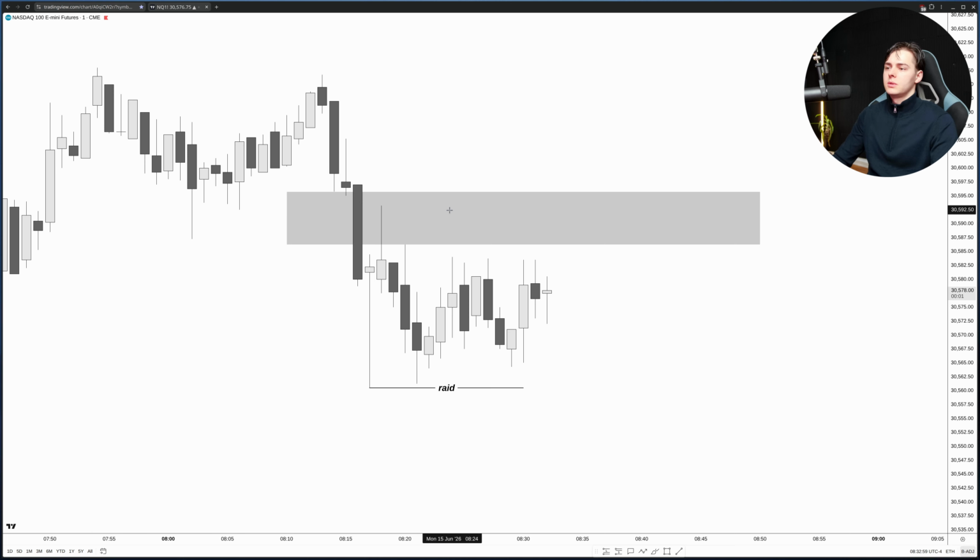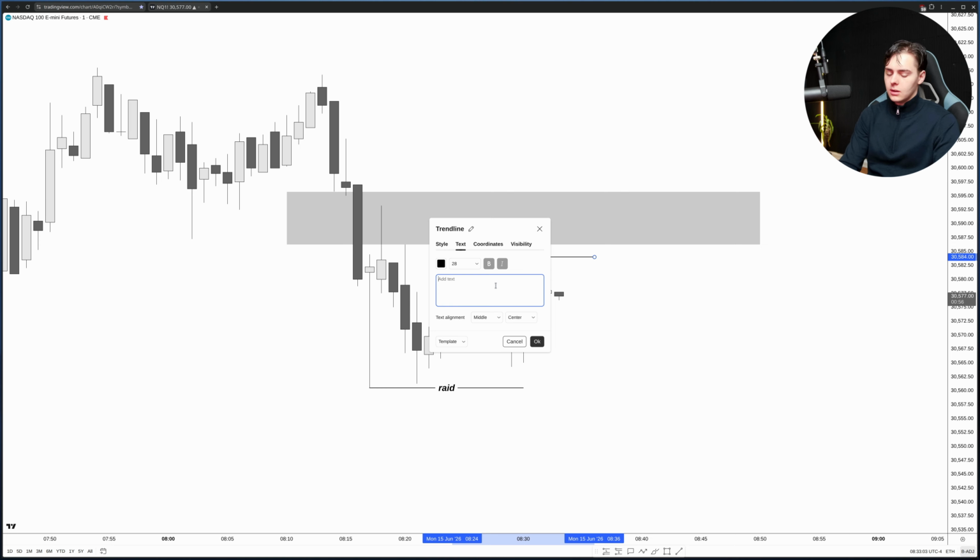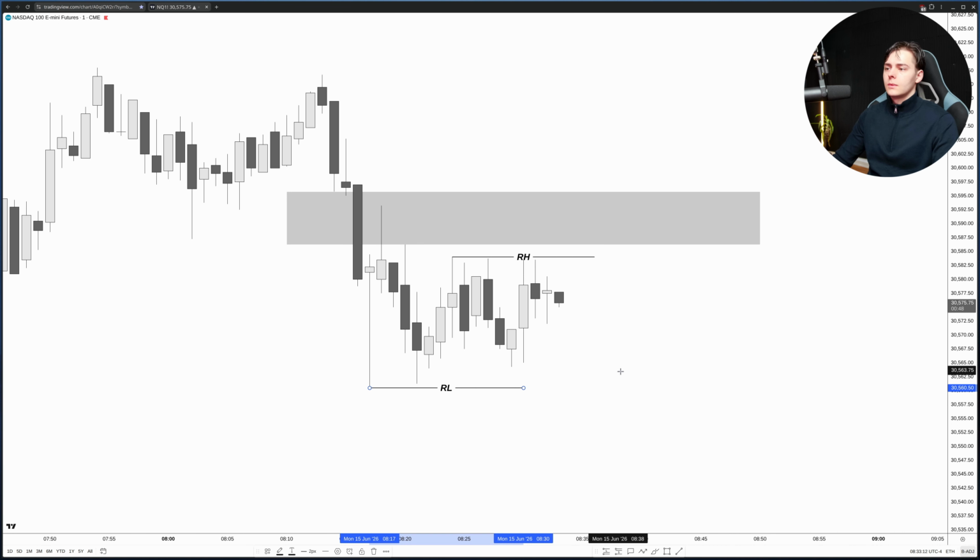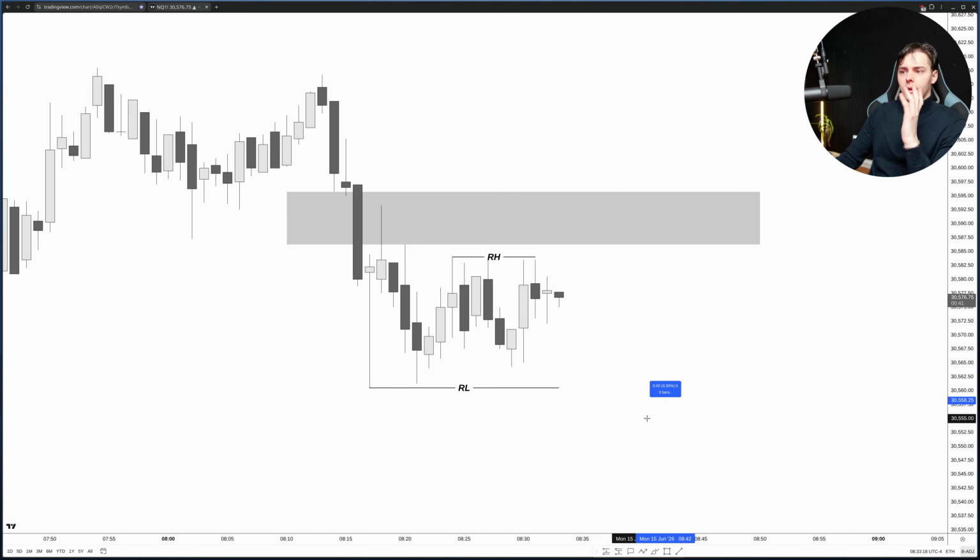And if you're also going to be seeing it this way, this is going to be an entire range. You see, we're just ranging around. Okay, so I'm going to just say it like this: range high, range low. Okay, that's how you can see it.